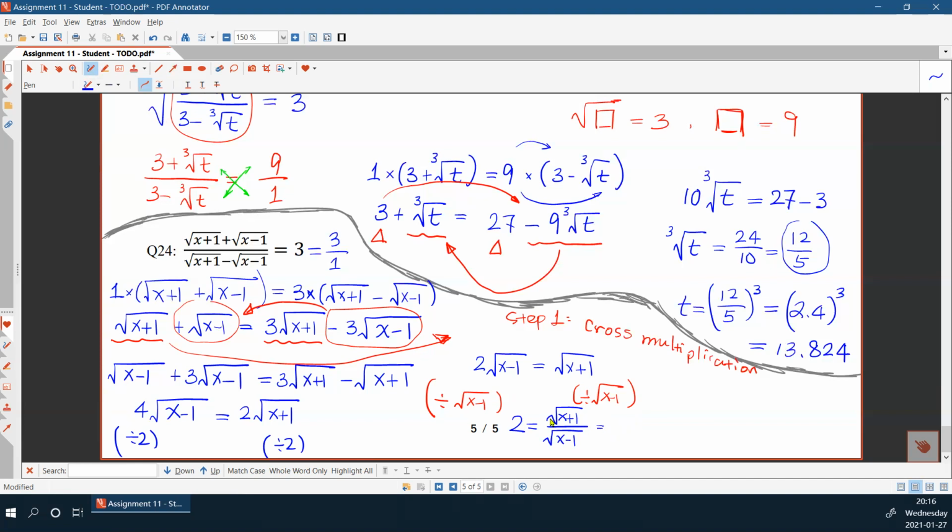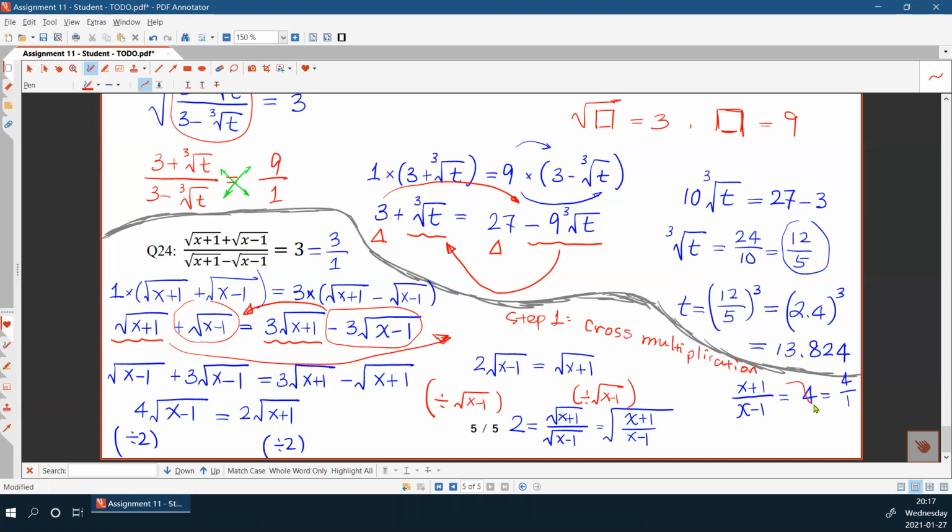So square root x plus 1 over square root x minus 1 is actually, we can put them under the same square root, right? Okay, so this means the square root of something is 2. That means this term is actually 4, right? Because only the square root of 4 is 2, correct? Okay, so next, 4 is actually 4 over 1, right?